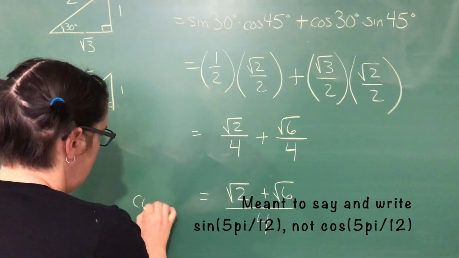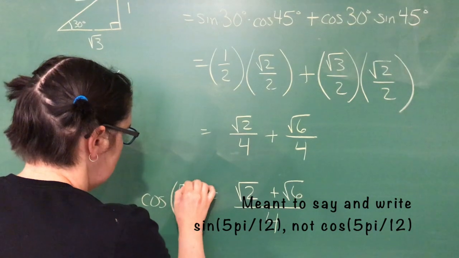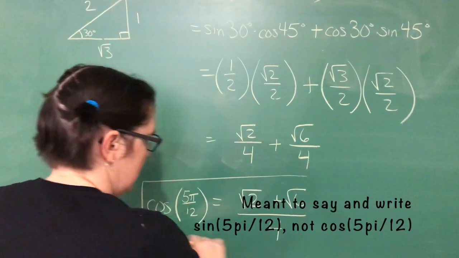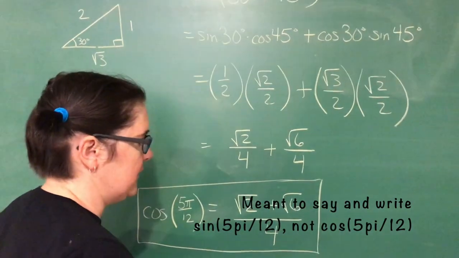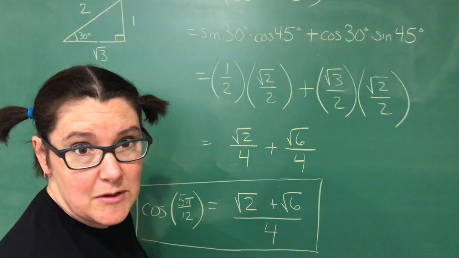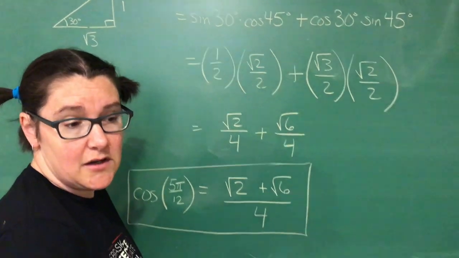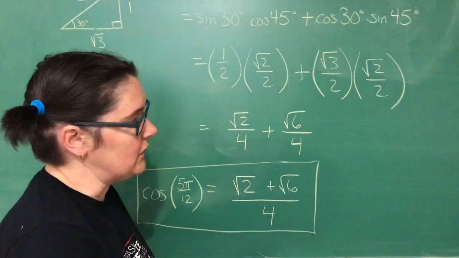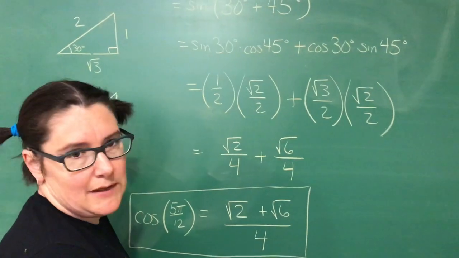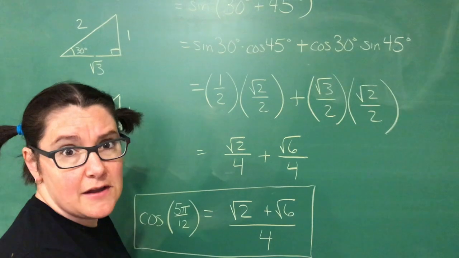And so we've just calculated that sine of 5 pi over 12 is equal to root 2 plus root 6 all over 4. That looks like the same number that we came up with on the last example, the one we did early on in the class today. It is the same number. They won't always be the same number, but in this case they are.